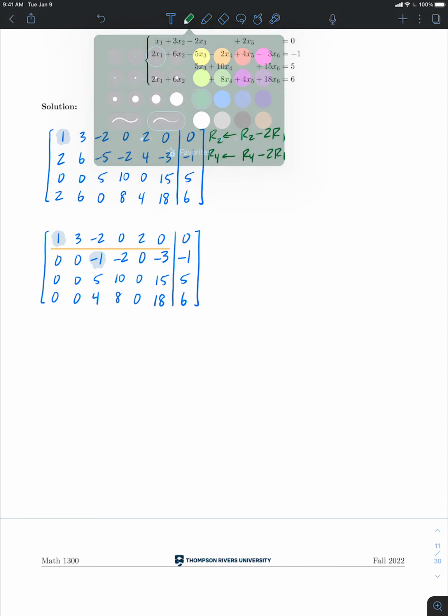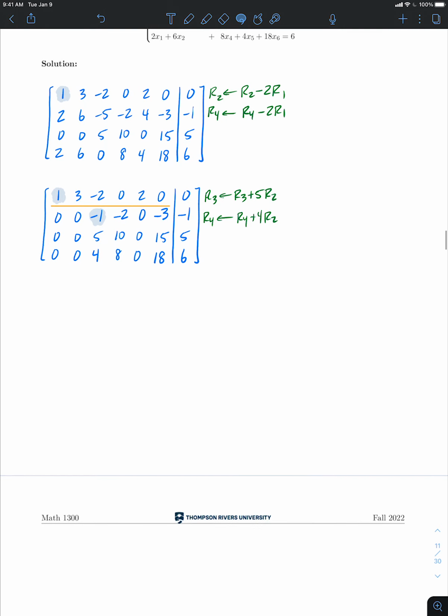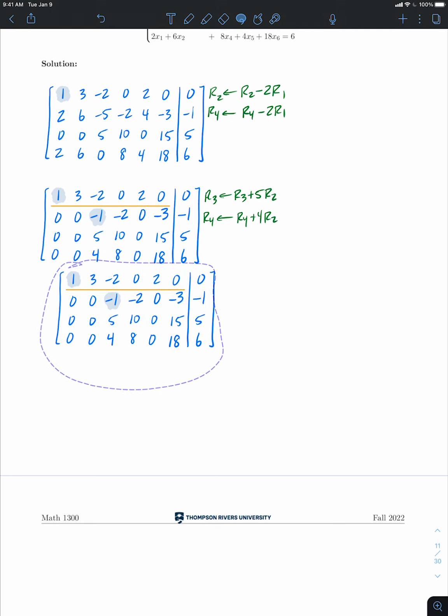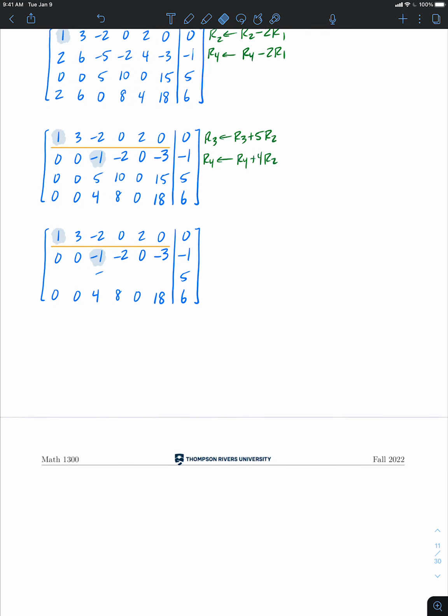So let's go ahead and write those row operations down. Take row 3 and replace it with row 3 plus 5 times row 2. Then we're going to take row 4 and replace it with row 4 plus 4 times row 2. And that is going to accomplish what we want. So let's go ahead and perform those operations. I'll go ahead and just erase the rows that are going to change.